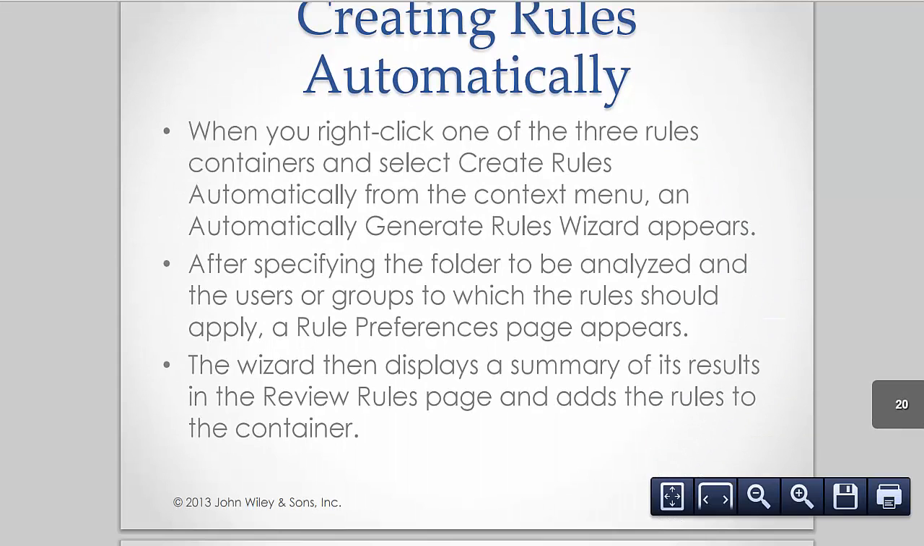We can create rules automatically. So you right-click one of the 3 rules containers and select create rules automatically. You specify the folder to be analyzed, and the users or groups to which the rules should apply. Now, again, remember, through group policy, we're going to define what users and groups have access to specific folders. So automatically, the idea is these rules are going to apply to those groups that have access to folders.